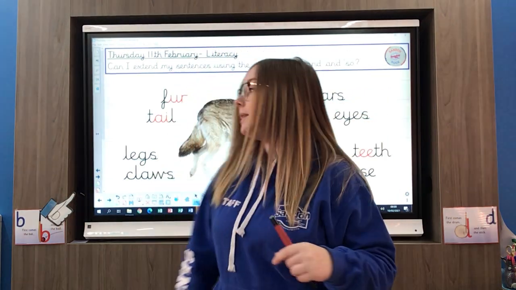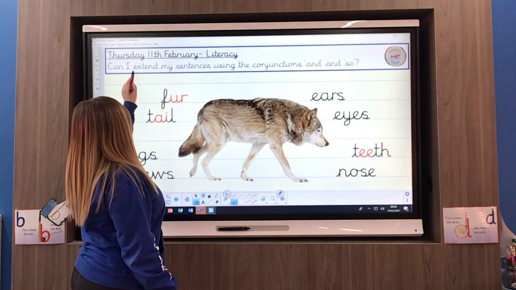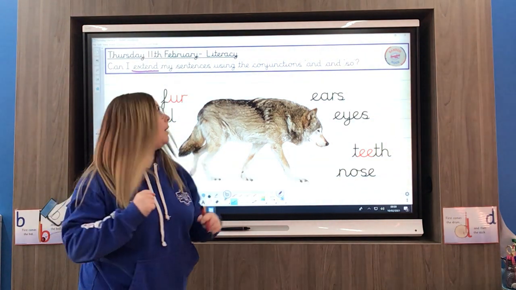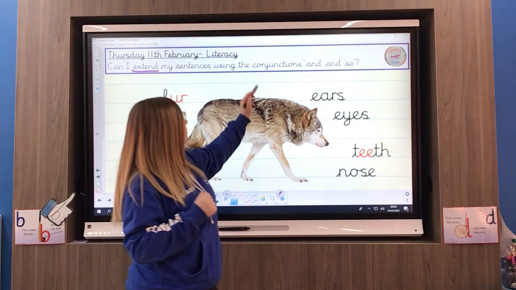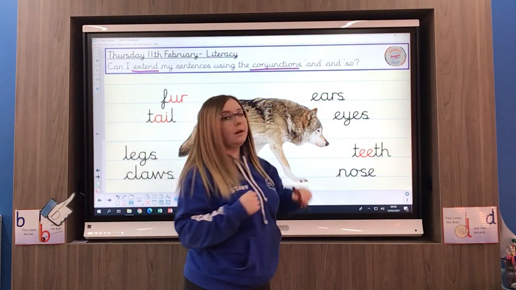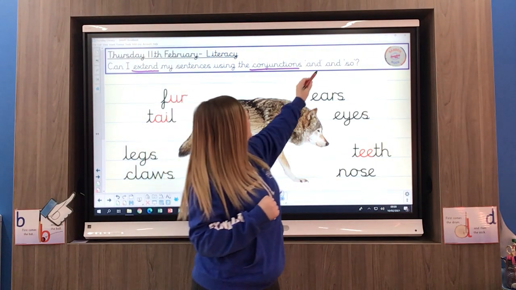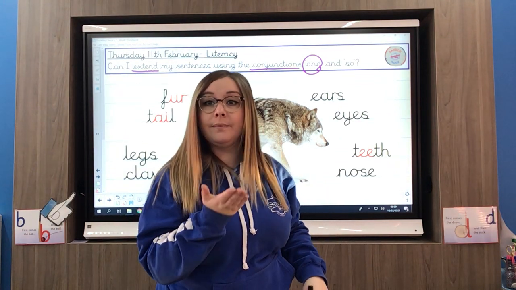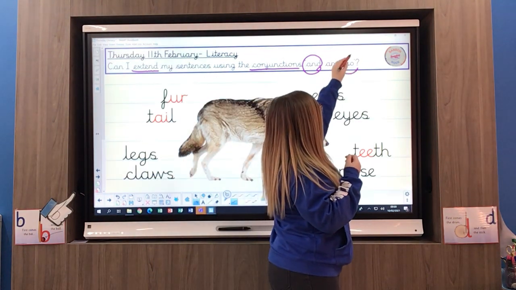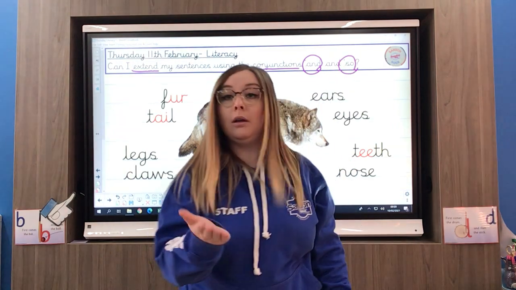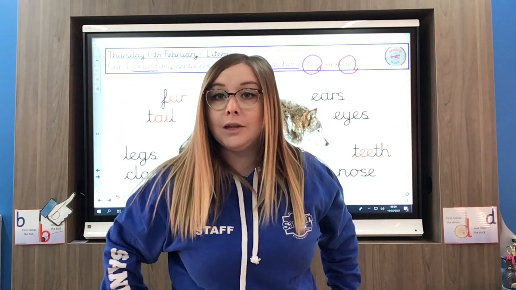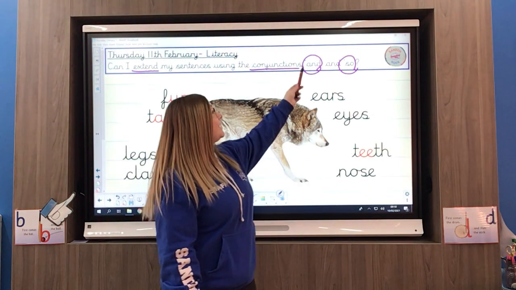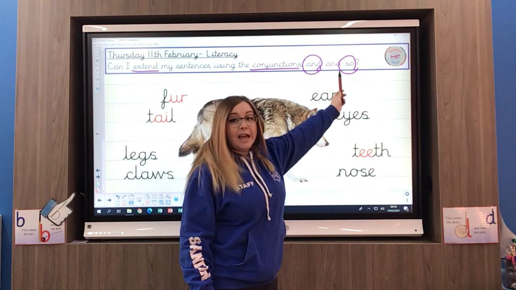And what we're going to do today, year 4, is we're going to extend our sentences. And extend means make them bigger by using some conjunctions. And the two conjunctions that we're looking at today are and, your turn, and so. Okay, so we're going to make our sentences longer using the words and so.